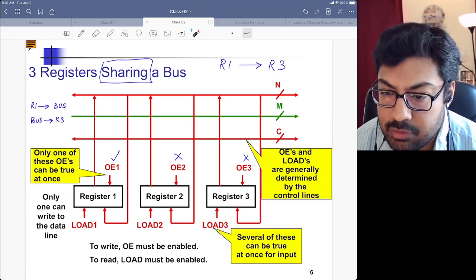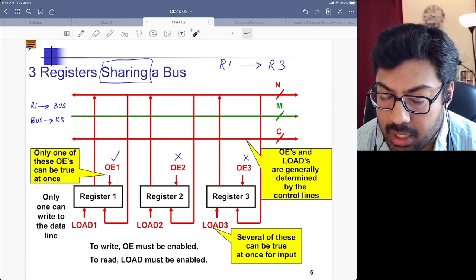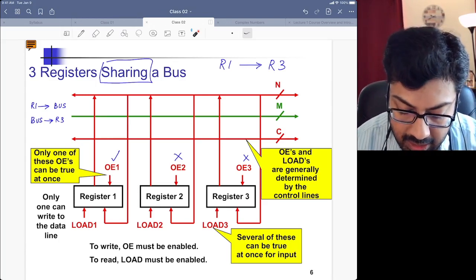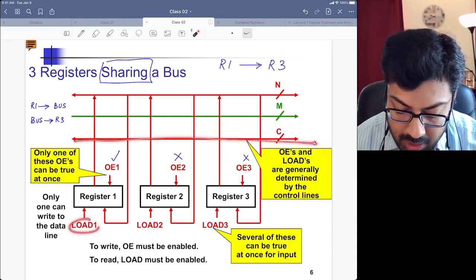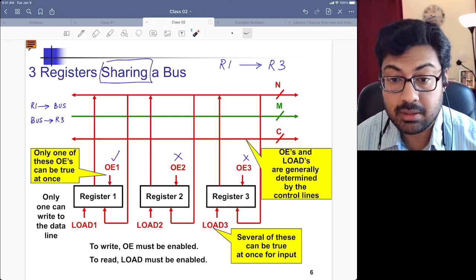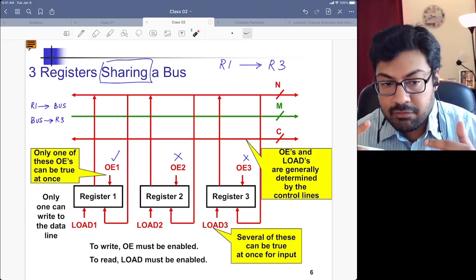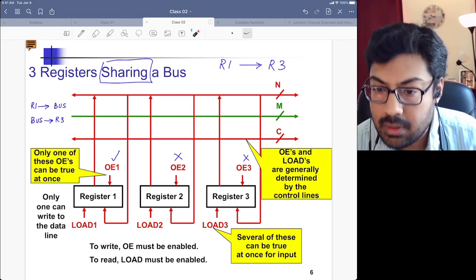I'm a little confused how the OE and loads are determined by control lines. If it's a bus, wouldn't they all get the same signal? So it's a bus, but load 1, load 2, load 3 are all different, right? So think of load 1, load 2, load 3 as 3 different signals as opposed to 1.